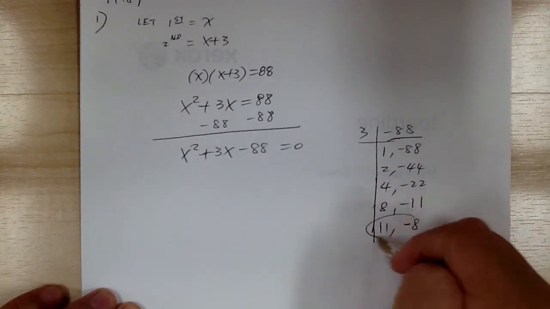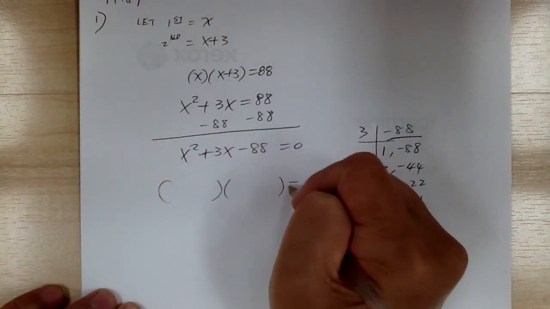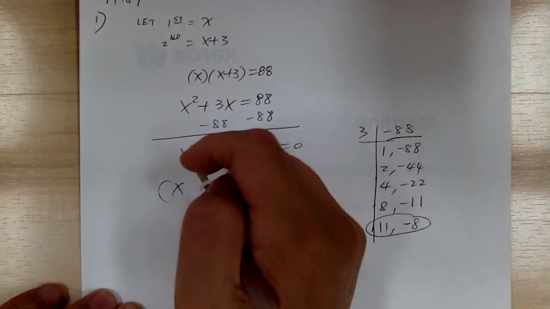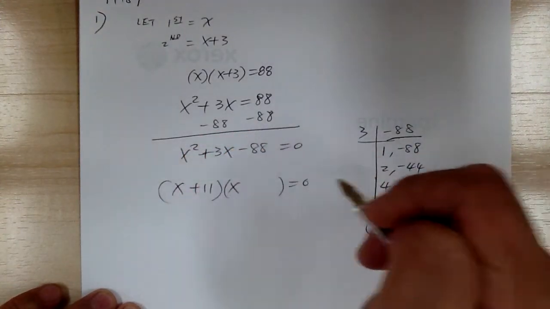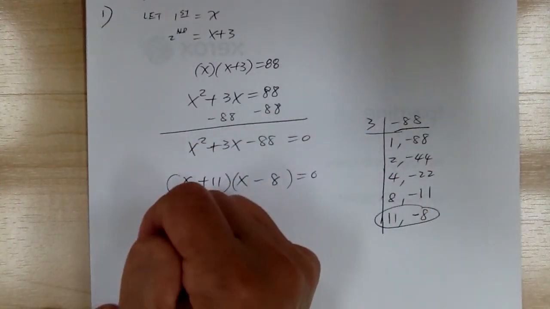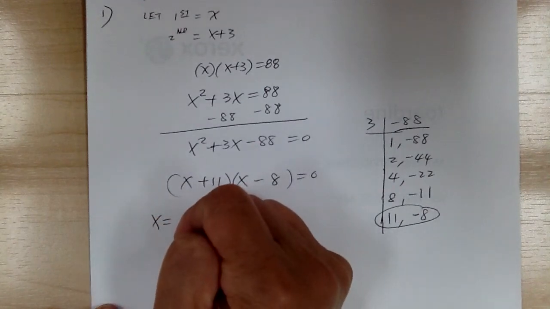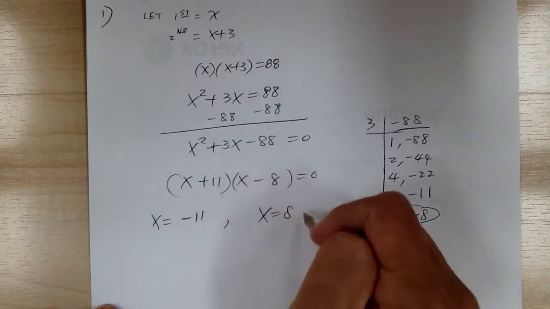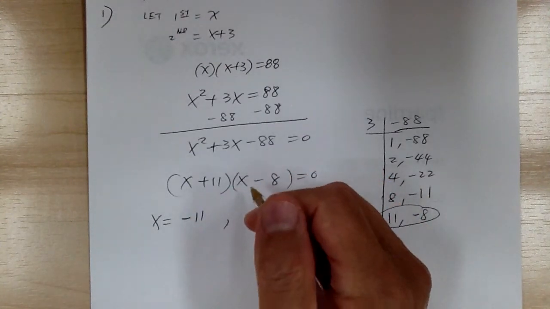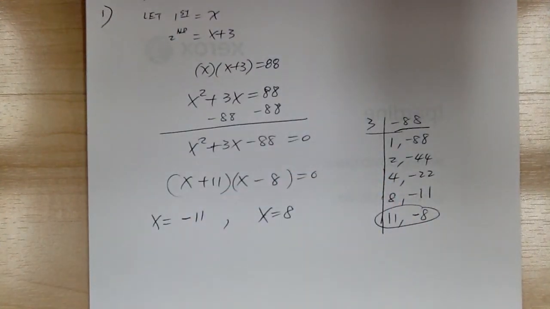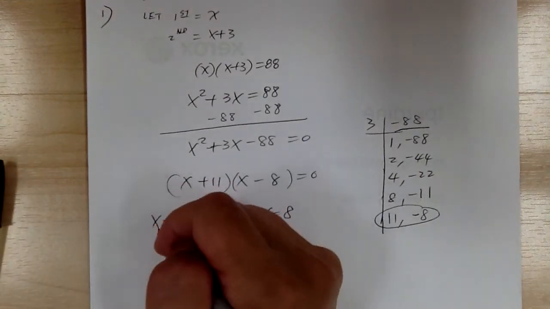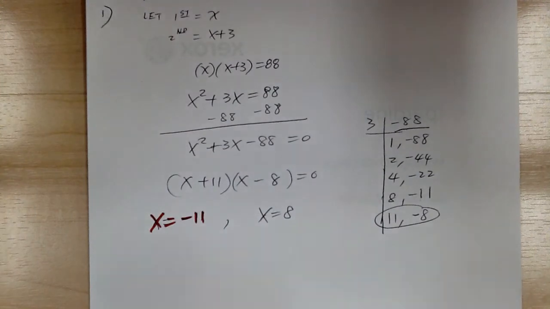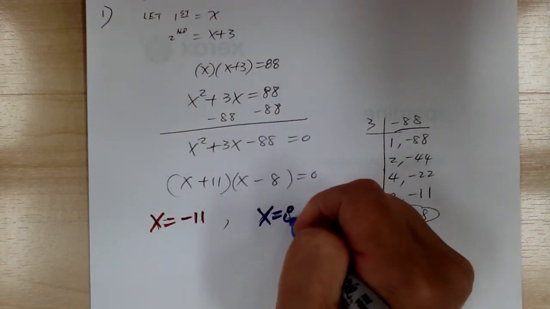So that's it. When you're doing the factoring, you undo the first term, and whatever you see is whatever you put down. So it'll be plus 11 minus 8. From here, you're going to get x equal to negative 11, and x equal to 8. Now don't box this answer over here, because these are two different sets of answers. I'm going to color code for you. So x equal to negative 11, and this one x equal to 8.